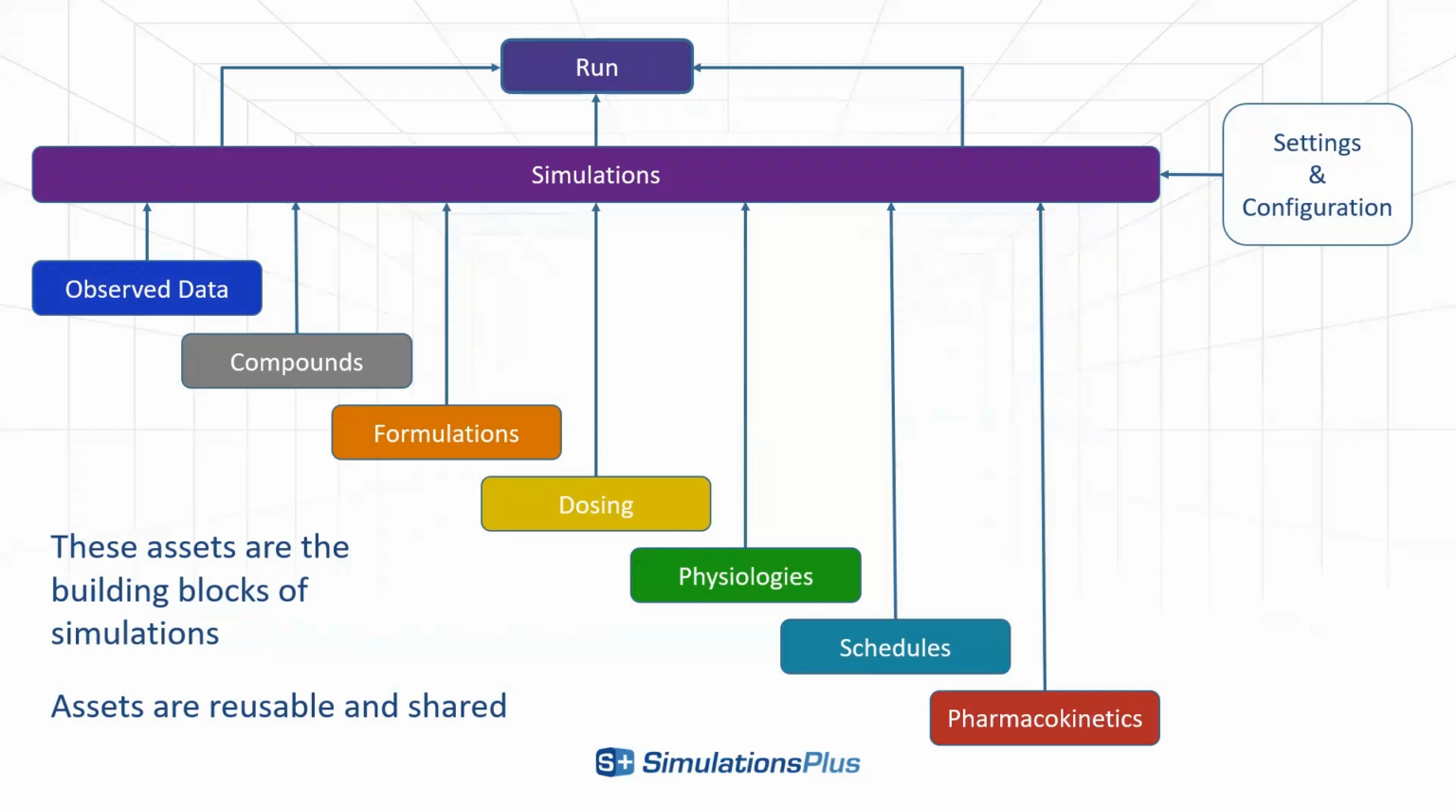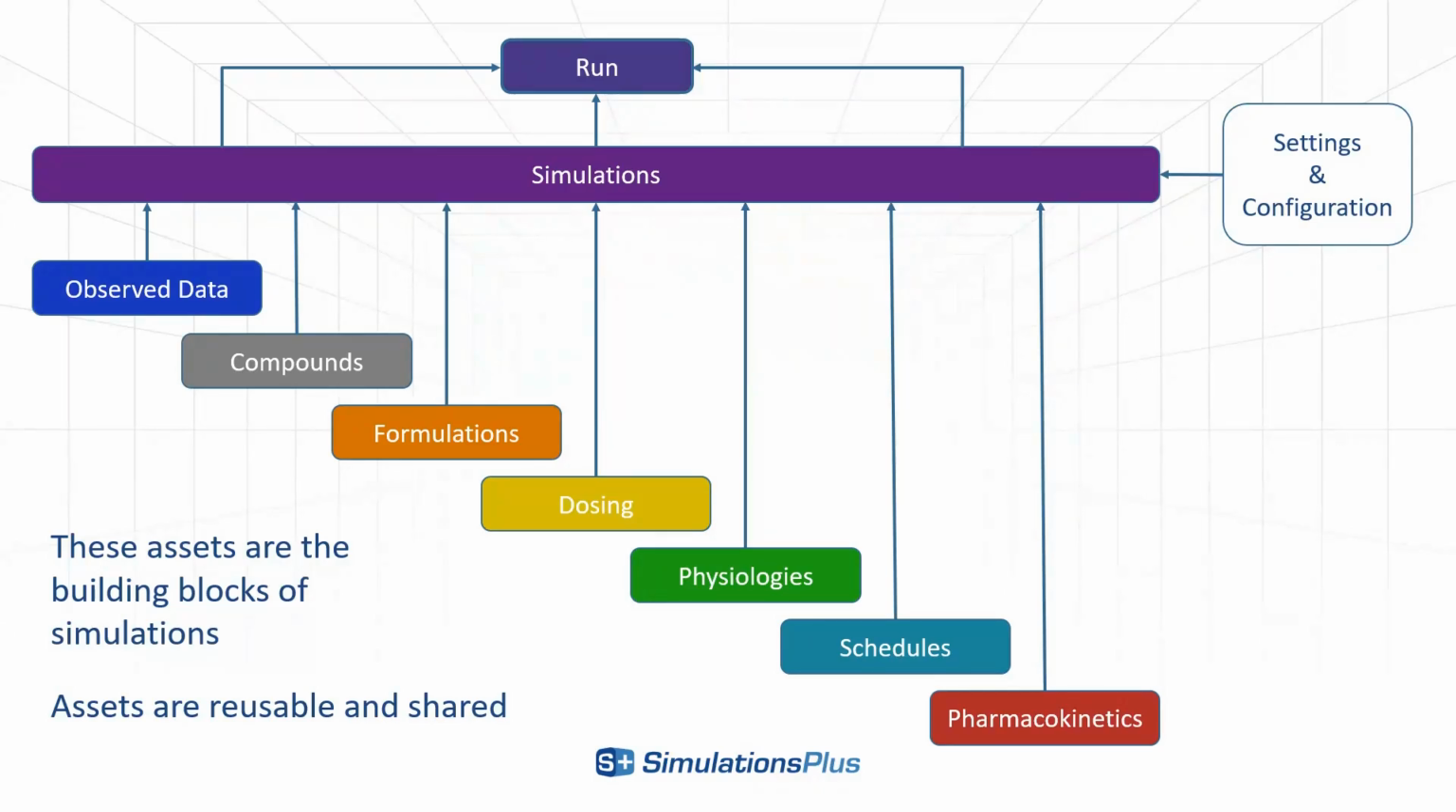Assets include experimental data, compounds, formulations and doses, physiologies, schedules, and pharmacokinetic parameters. These assets are brought together to form one or more simulations. All of these assets operate independently and are brought together in a simulation.